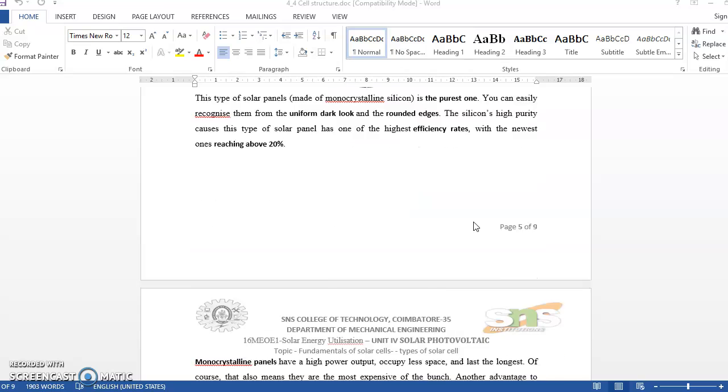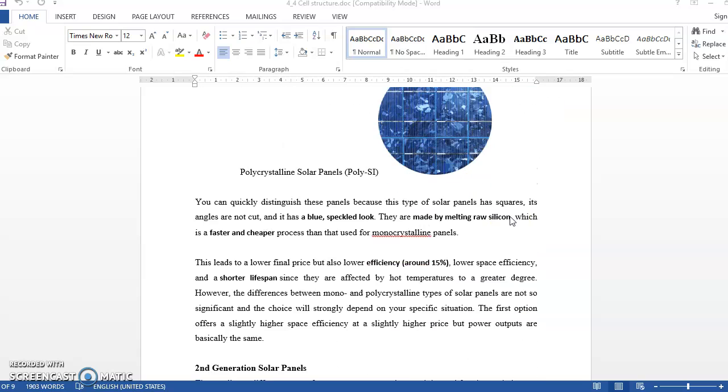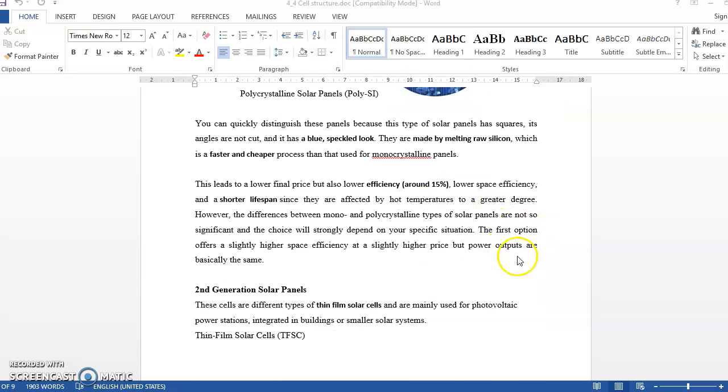Let me see the other one, which is called polycrystalline solar panels, which is a square or rectangle shape of polycrystalline. Okay, so its advantage to consider is that they tend to be slightly less affected by high temperature compared to the monocrystalline panel. This is a difference between the two. So this leads to lower final price, but also lower efficiency, around 15%.